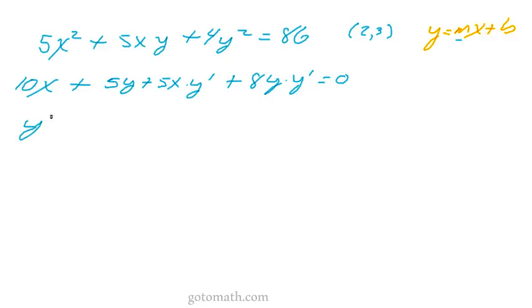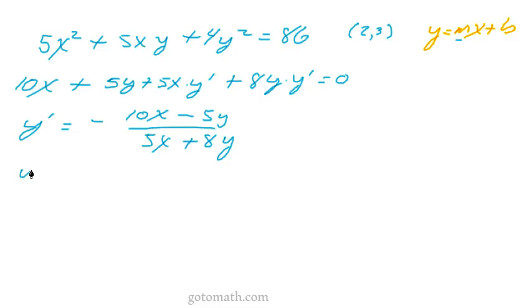So now what we want to do is solve for y prime in this problem, and to save a little time, I'm going to do that. If you don't know how to do that, check out the previous two sections there, button 1 and button 2. So we have y prime is equal to negative 10x minus 5y, and that's all over 5x plus 8y. Okay, and remember this is going to be our m, our slope.